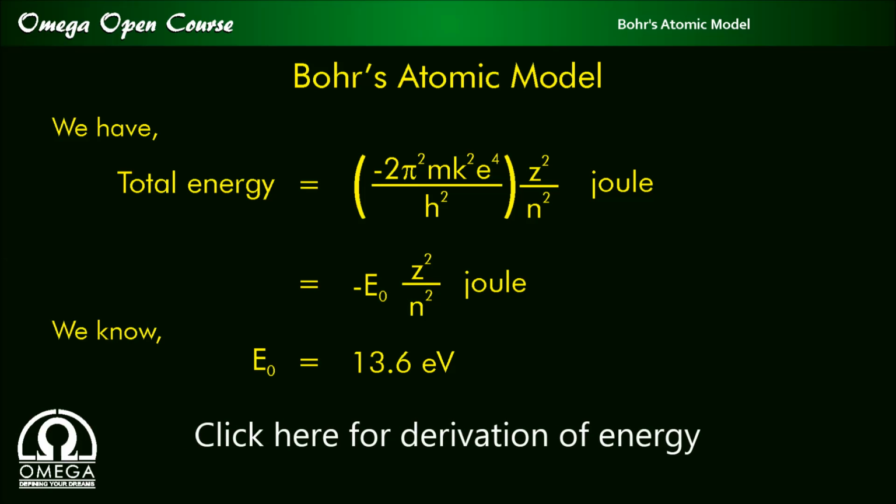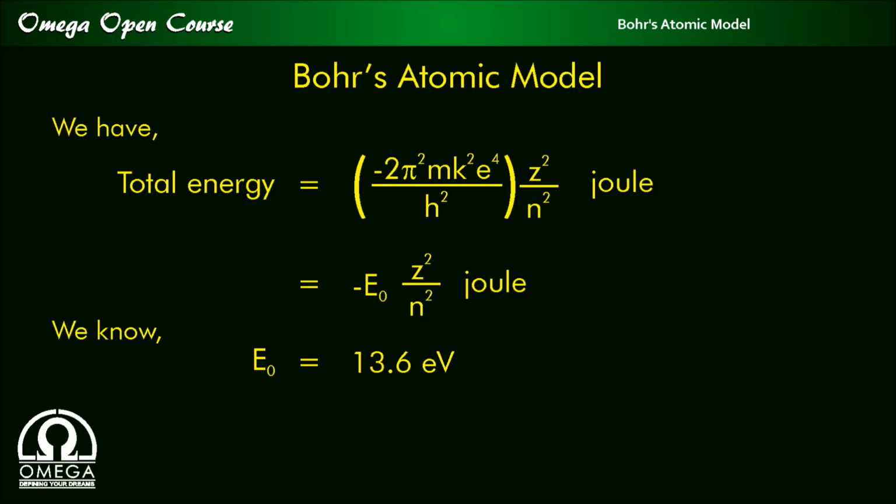If you want to learn how the value of energy has been derived, click on the link shown or see the description below. Z is the atomic number of the single electron species and n is the number of orbit or stationary state in which the electron is present. Thus, the value of total energy of an electron in a species whose atomic number is Z and the number of orbit in which the electron is present is n is minus 13.6 Z square by n square electron volt. Using this formula, we can find the energy of electron in different orbits.